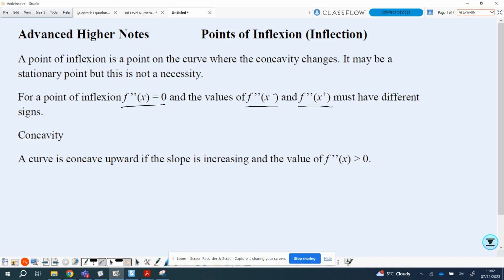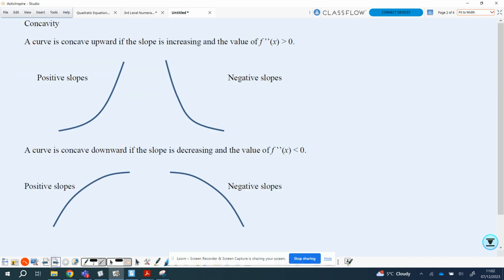Now we use the word concavity there because that's what actually happens to the graph. So I'm actually going to flip my slide here. Concavity happens in two directions. A curve is concave upward if the slope is increasing and the value of f double dash x is greater than 0, which we've seen when we do the second derivative test.